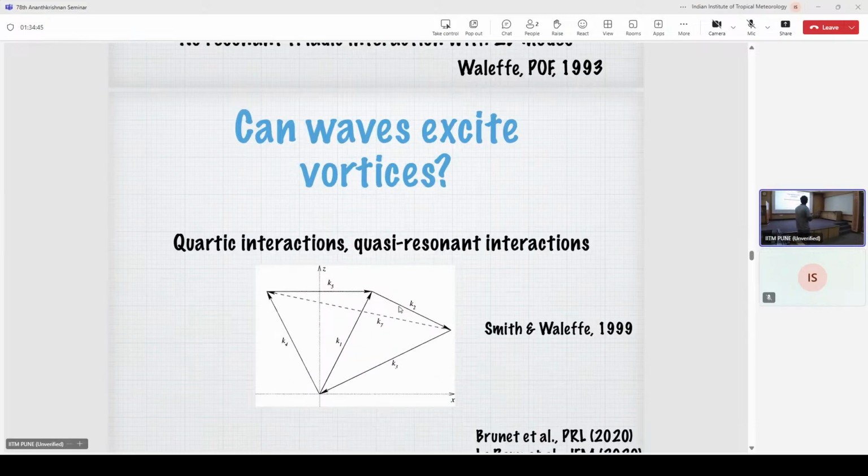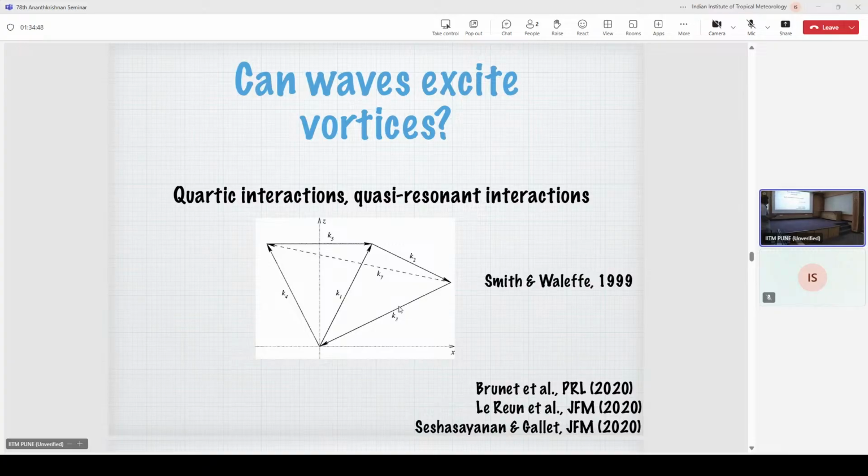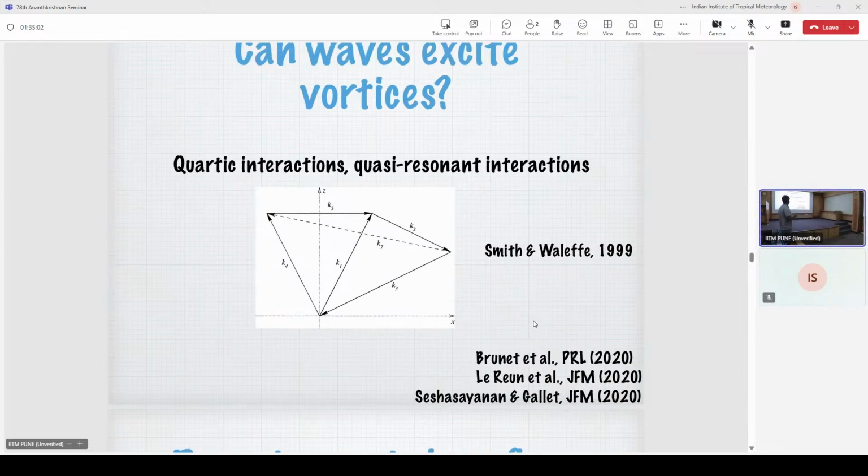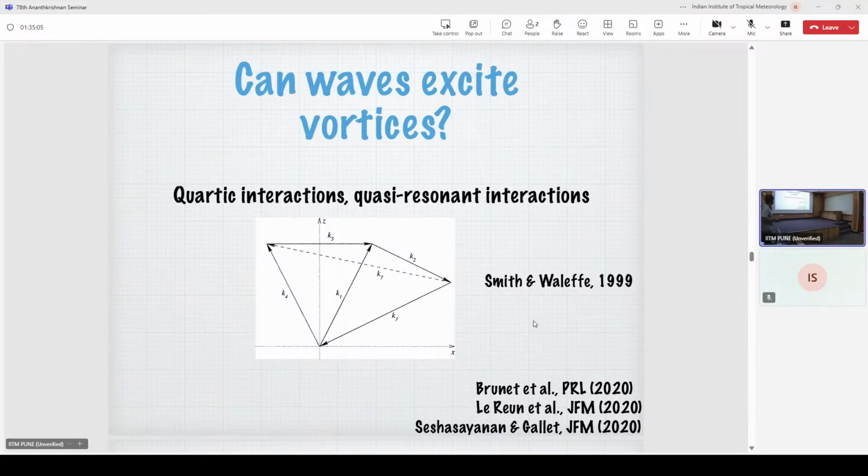So one particular thing that we did was to look at what are known as quartic interactions, or quasi-resonant interactions. So instead of just considering triads, you consider higher order interactions. You have one triad interacting with another triad, which forms what is known as a quartet, basically 4 modes which are interacting. This is a classic study by Waleffe in 1999. We took up some more of this work, and we showed that waves and vortices can interact with each other and lead to energy transfers among the different modes.